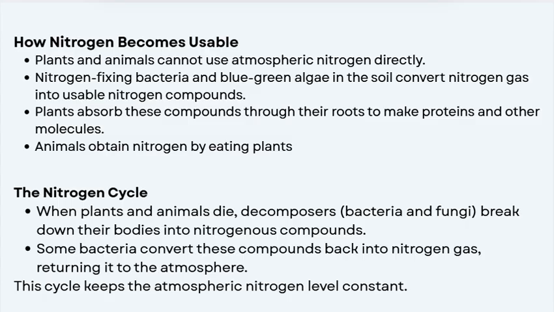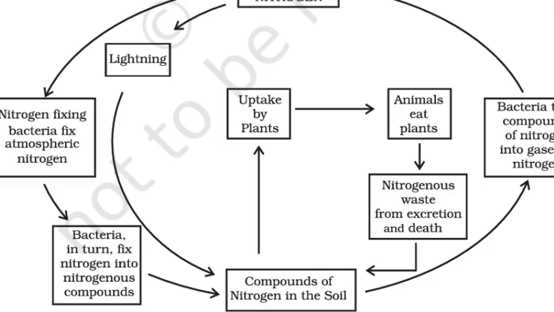Let us look at the nitrogen cycle, the definition. When plants and animals die, decomposers, which consist of bacteria and fungi, break down their bodies into nitrogenous compounds. These bacteria convert these compounds back into nitrogen gas and return it to the atmosphere. Therefore, you observe the nitrogen level in the atmosphere remaining constant. It does not change or vary.